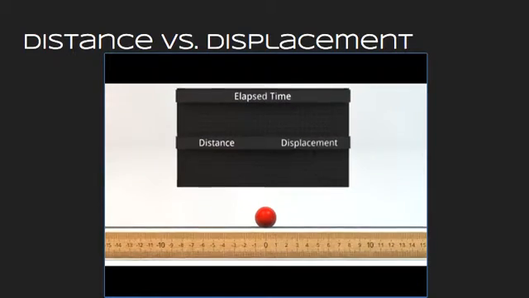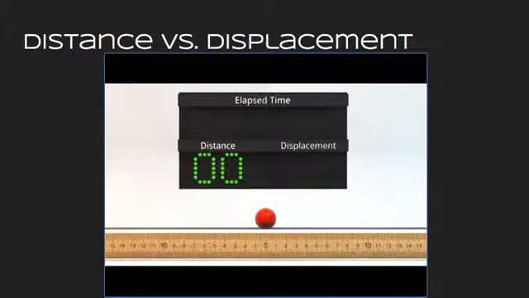To do this, we'll have to talk about a few new ideas. Distance versus displacement. Distance tells us how much ground the ball has covered since it started moving. Notice how any movement of the ball adds to the distance.